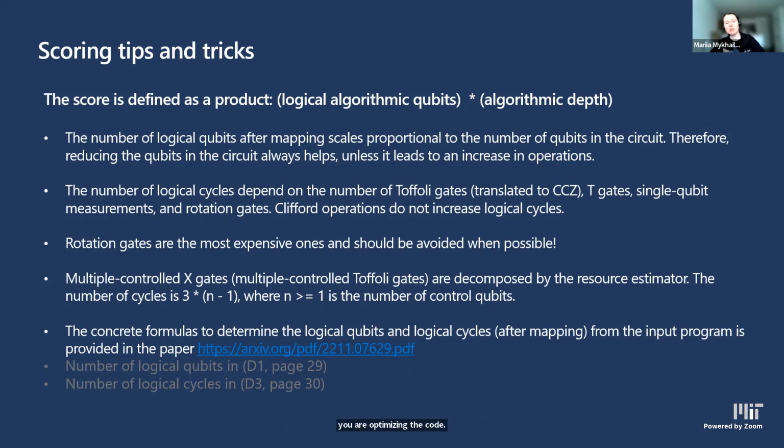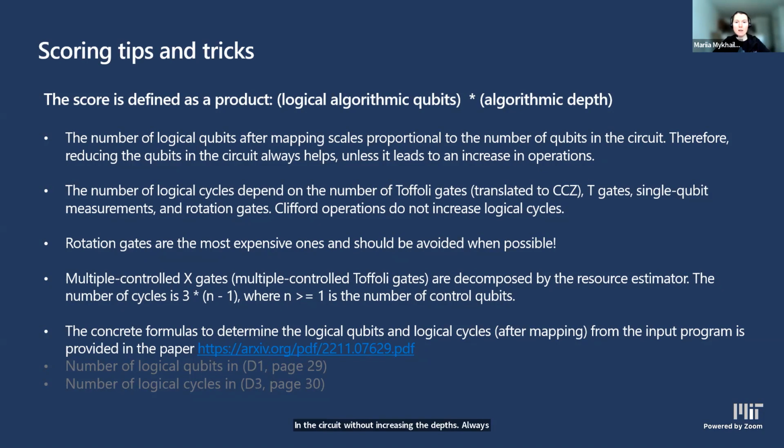Again, this will be provided as part of the challenge description, but if you want to get a head start, which you probably do because you have attended this workshop, right? Here are some thoughts. First of all, the number of logical algorithmic qubits is proportional to the number of qubits you allocate. Not linearly proportional, but pretty close. So if you can reduce the number of qubits in the circuit without increasing the depth, always helpful.